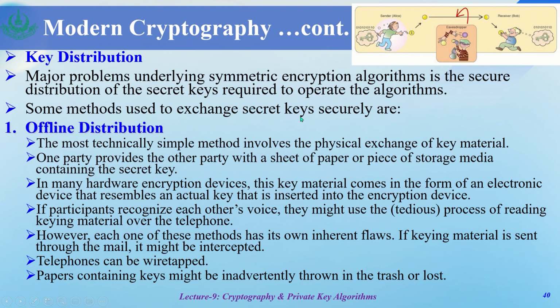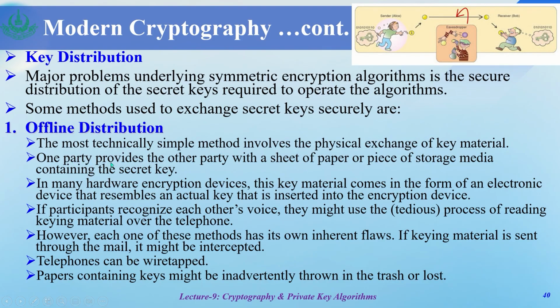Now the next topic is key distribution. How can we distribute the key to all users in the organization for securing their information? The major problem underlying symmetric encryption algorithms is the secure distribution of the secret key required to operate the algorithm, where the key is single and must be distributed to all users within the organization. Some methods use the exchange of secret keys securely or offline distribution. The simplest method involves the physical exchange of keys.